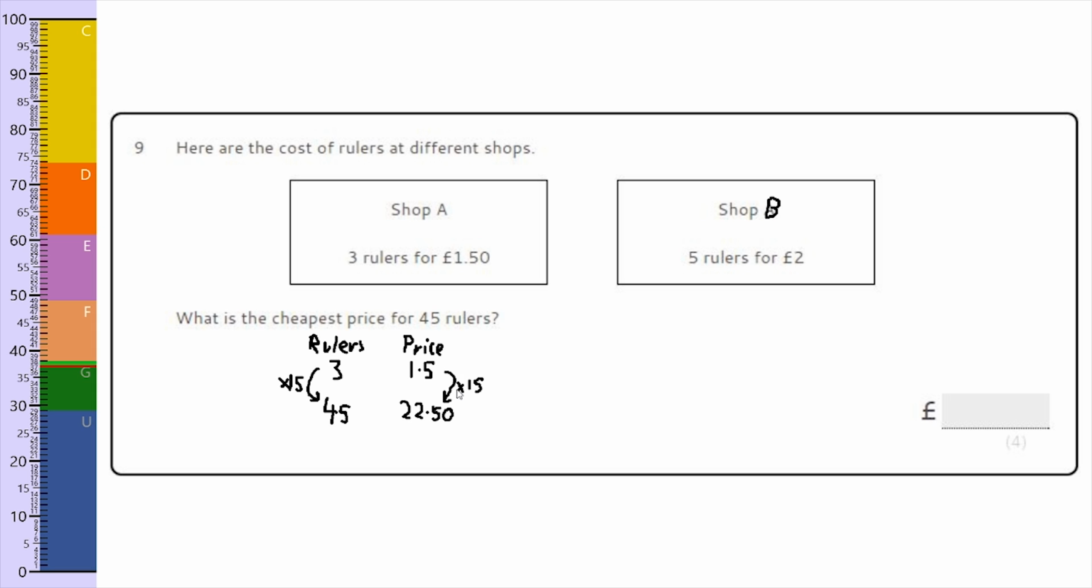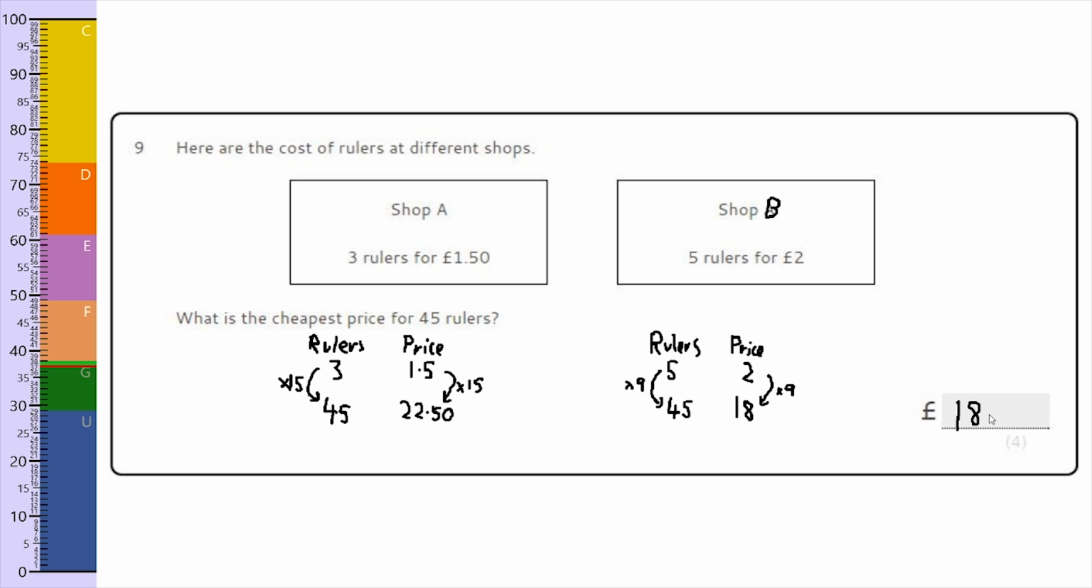Okay, let's have a look at shop B. So shop B says it's going to be 5 rulers, so let's do the same for shop B. Rulers and price. So 5 rulers for £2. Now how do I get from 5 to the 45 that we need? I need to times that by 9. So let's times this side by 9. I get 18. So 45 rulers here cost £18. So our cheapest price is going to be £18.